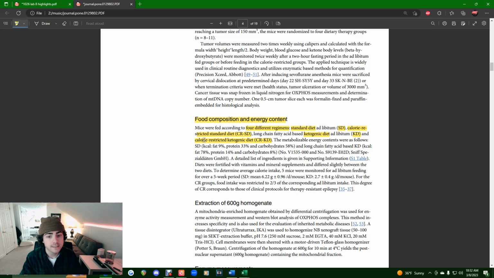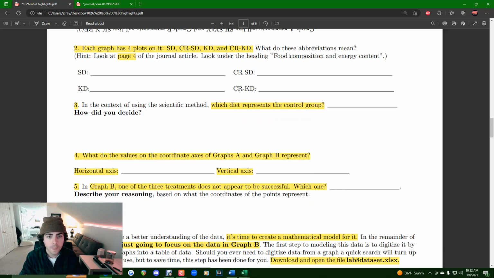And CRKD is the calorie-restricted ketogenic diet. So that's pretty much it for all those. In the context, which diet represents the control group?